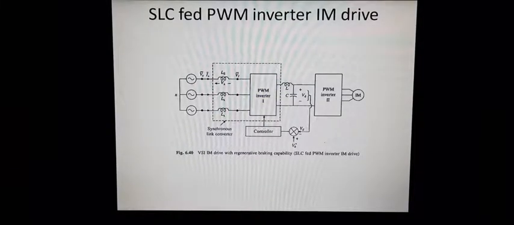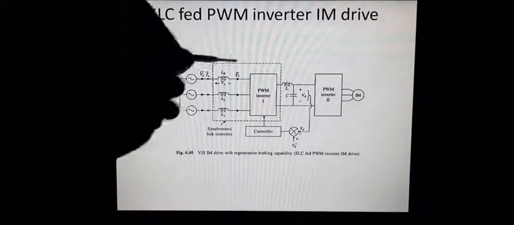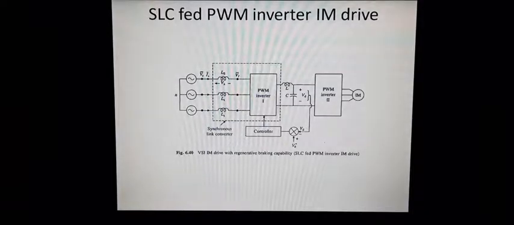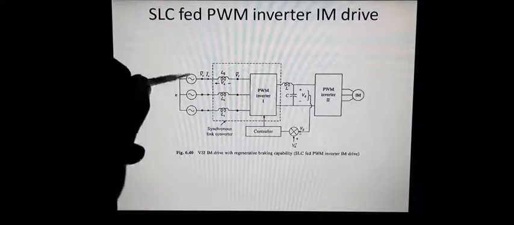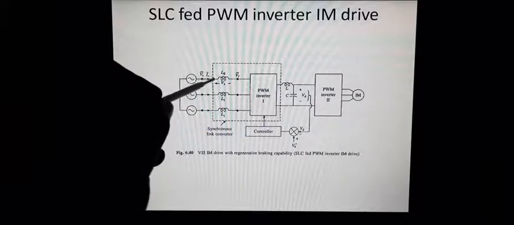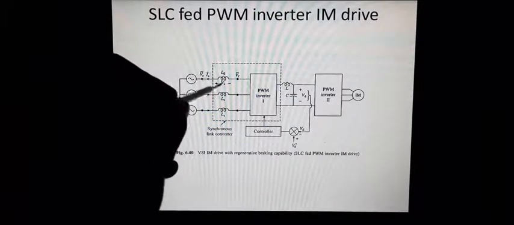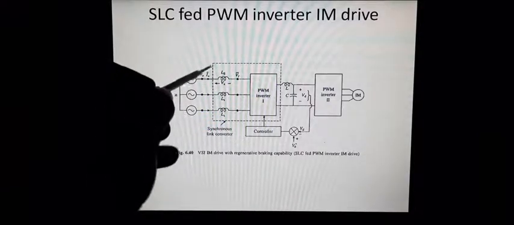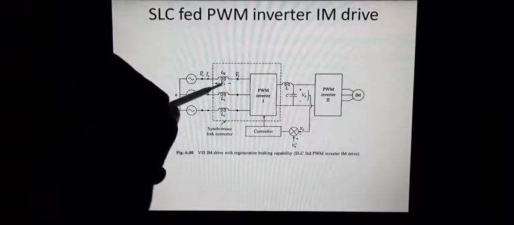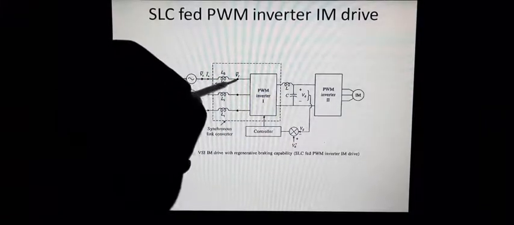So from the diagram it's very clear that both this inductor and this PWM inverter together constitute the synchronous link converter. Let me explain to you the basic operation of the synchronous link converter. If you are looking here, the supply voltage is indicated as Vs, and the voltage drop across this Ls is indicated as Vx. You can also indicate it as Is into XLs. And this is the inverter terminal voltage.